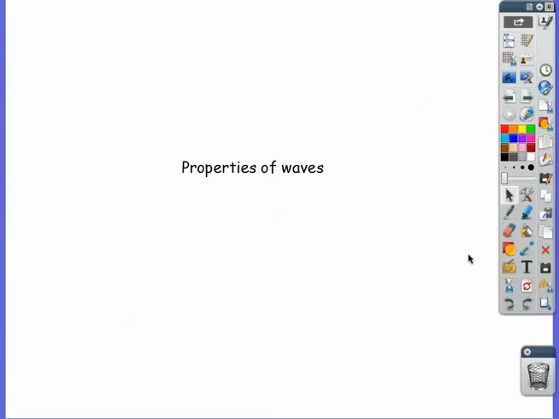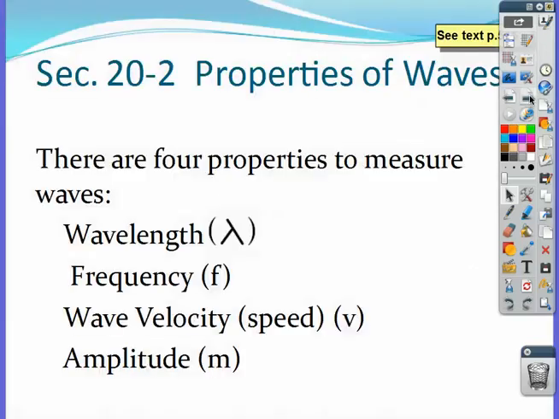Alright, quick video on properties. This is really about how we measure waves, the properties of waves. And there's four criteria that we focus on. First is wavelength, next is frequency, wave velocity, and amplitude.